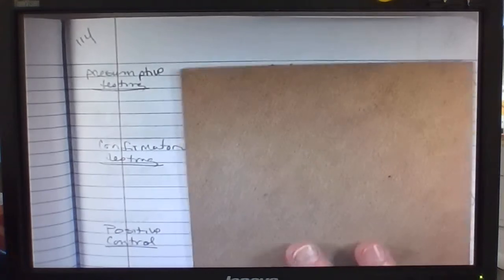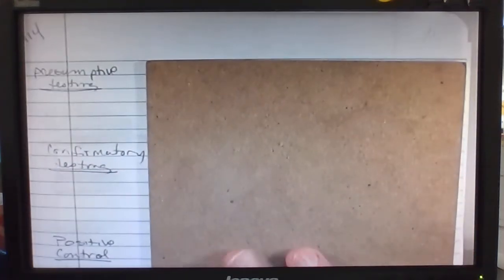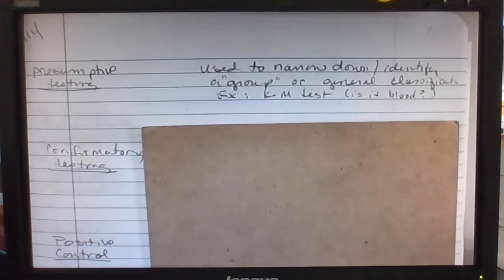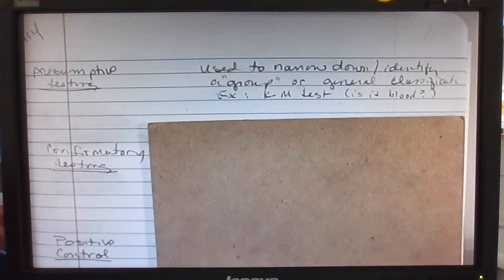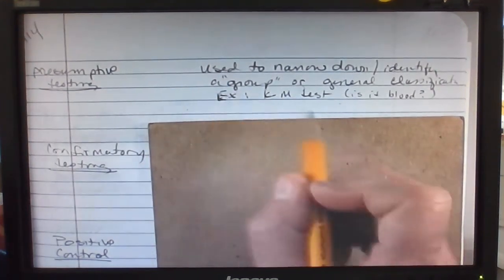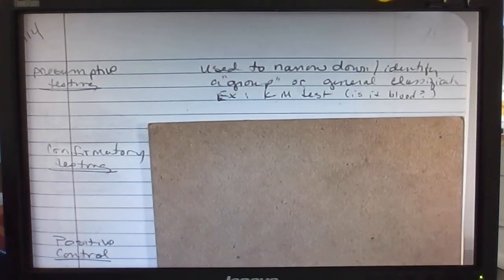We'll be doing some lab testing. So we need to know the difference between presumptive, confirmatory, positive controls, and negative controls. Presumptive testing is testing that's used to narrow down or identify a group or a general classification. So, for example, a Kastle-Meyer test is a presumptive test.